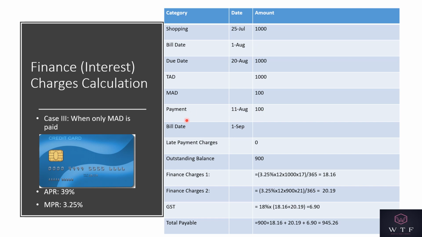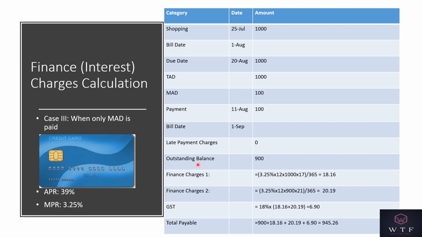So when the next bill comes, what are the charges that are going to be levied? First, late payment charges. There will be no late payment charges because, as I explained earlier, late payment charges are only levied if you are paying less than the minimum amount due or you are paying nothing. So there are no late payment charges. The outstanding balance would be 900 because the outstanding balance in the previous statement was 1000 rupees and 100 rupees was paid. So the outstanding balance carried in the next statement would be 900 rupees.